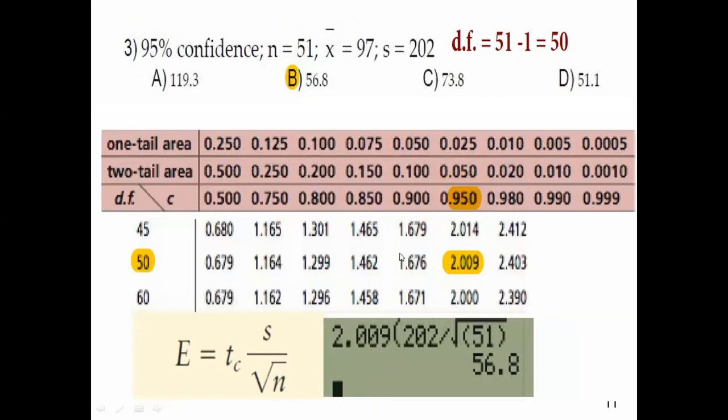Second one here is n is 51, which means my degrees of freedom are 50. I'm looking for a 95% confidence level. Well, 50 and 95 intersect at 2.009. So there's my t-score. s is given to me up here as 202. I got it, divided by the square root of n. n is given to you as 51. 56.8, spot on to what you see here for the answer. All right, just finding the error. Same thing you did in 7.1.